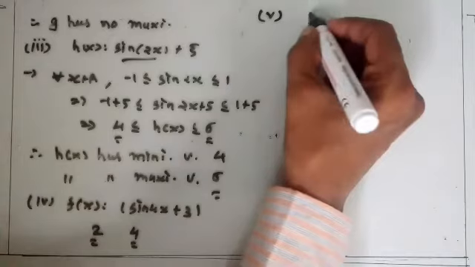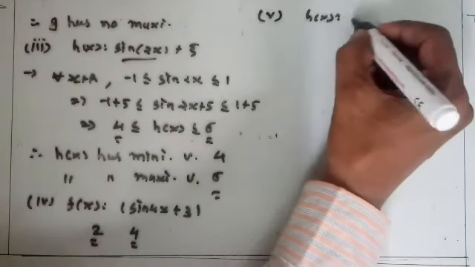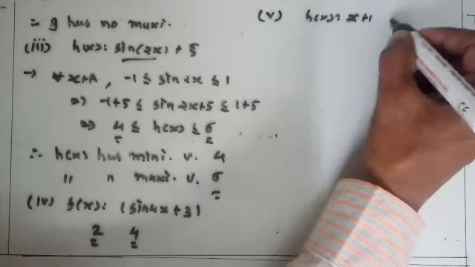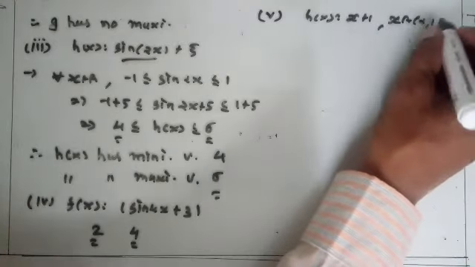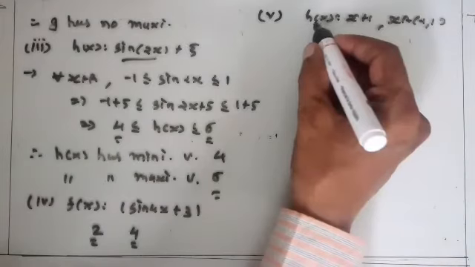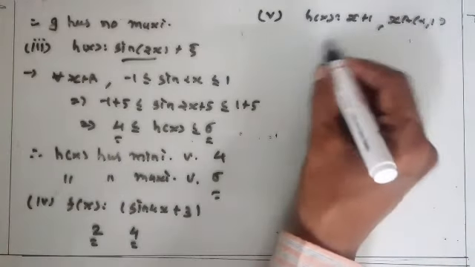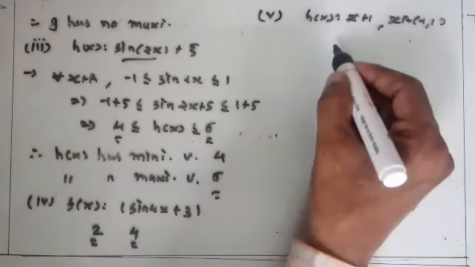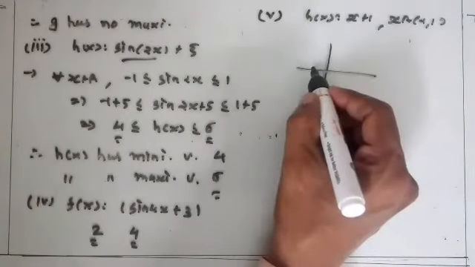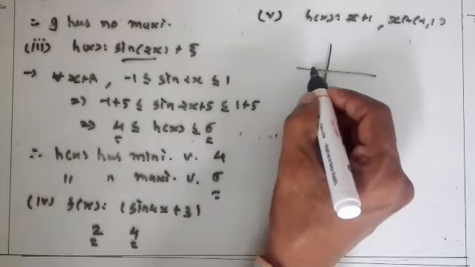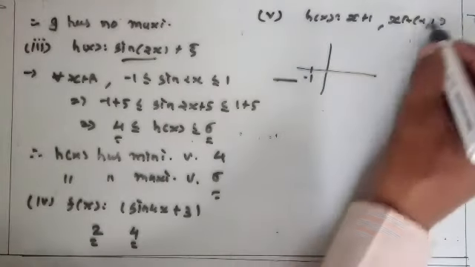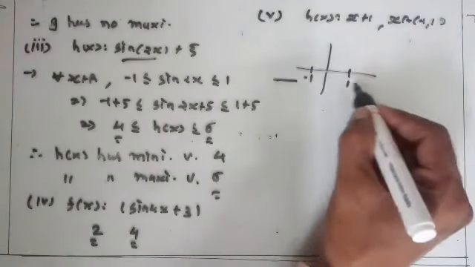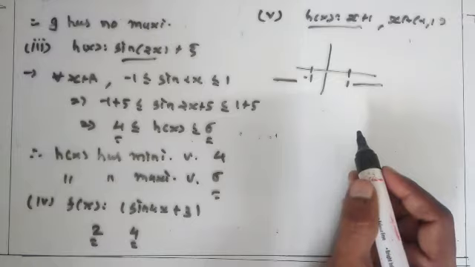Now next question, number 5, h(x) = x + 1, x belonging to (-1, 1). Here h(x) = x + 1 is a continuous function. So h(x) has minimum value to the right of -1 and the maximum value to the left of 1. So h(x) has no minimum and no maximum value. Clear?